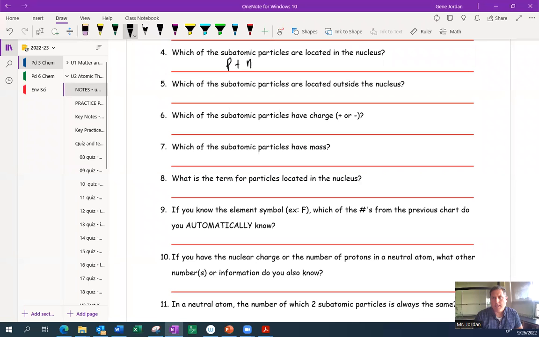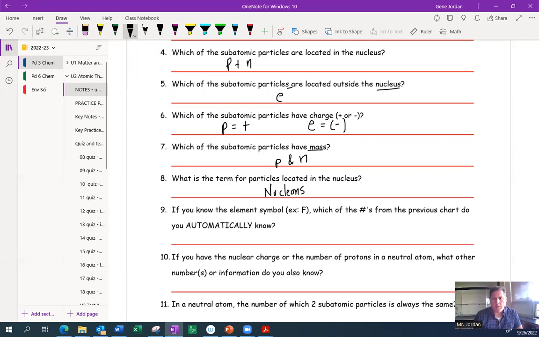Which subatomic particles are located outside the nucleus? The electrons, which have a charge of positive or negative. Protons are positive, think P for positive, and electrons are negative charged. Which have mass? Only protons and neutrons are considered to have mass. Electrons are so negligible. What is the term for particles located in the nucleus? We have a special name for them. We call them nucleons. I might use other names and I'll mention those as I go through them.